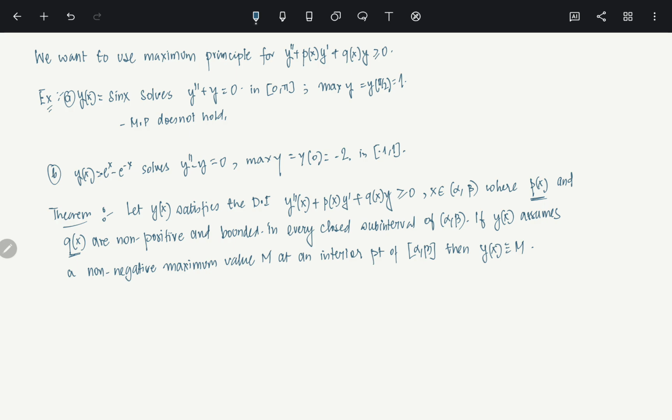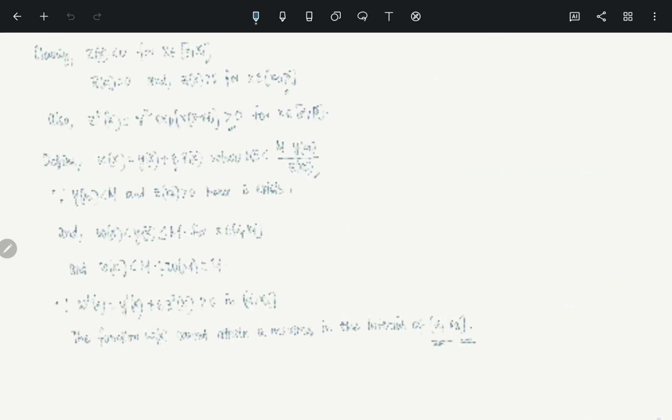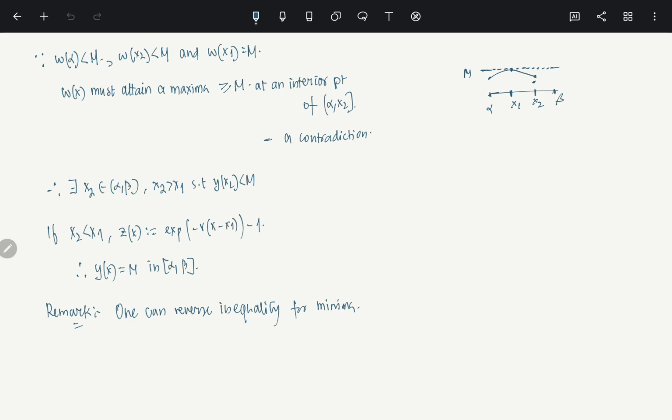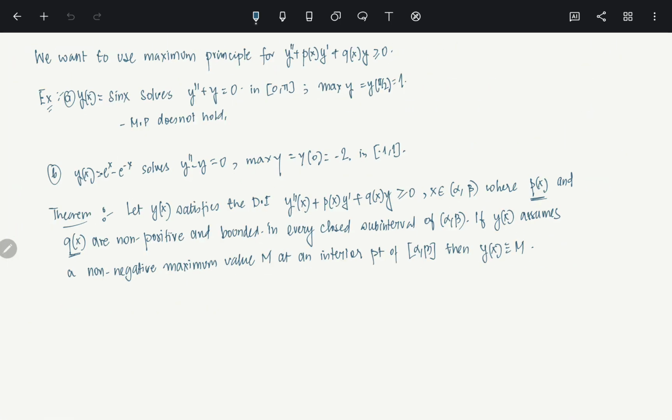Before, we just said that if the function attains its maximum at an interior point, it has to be constant. Here we are not saying that. Here we are saying that if y of x assumes a non-negative maximum value M, not any maximum, at an interior point, then it is constant. Is it okay? So let's look at the proof.